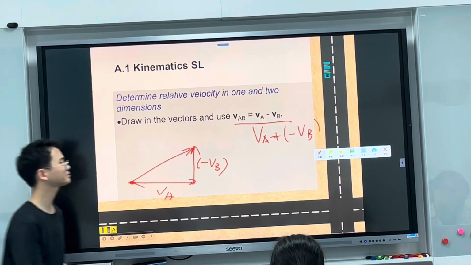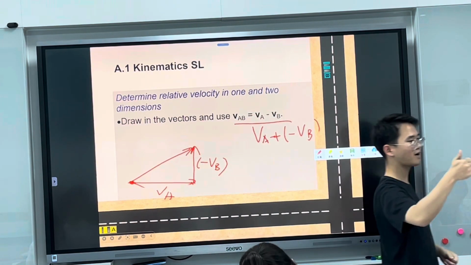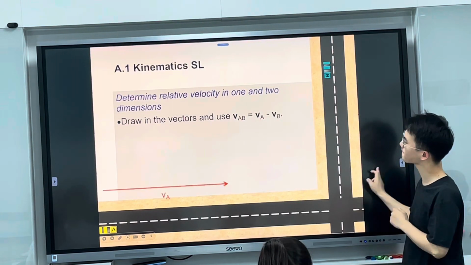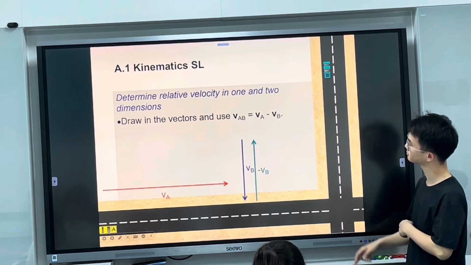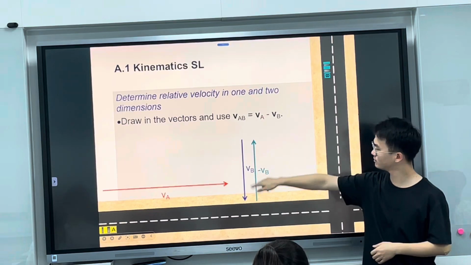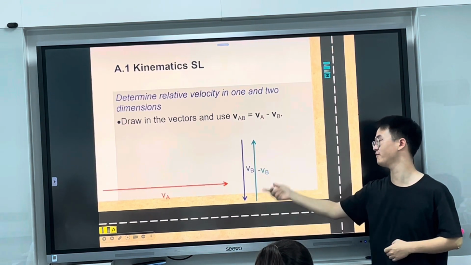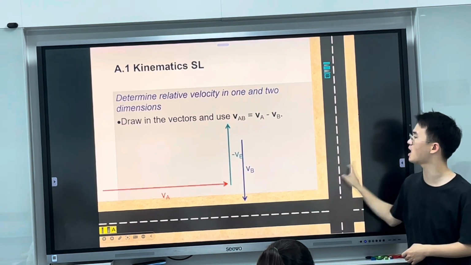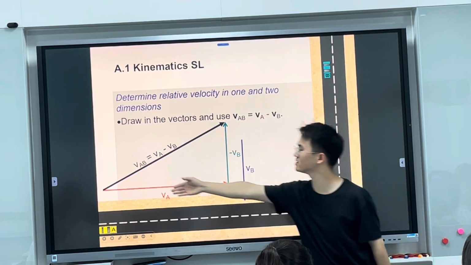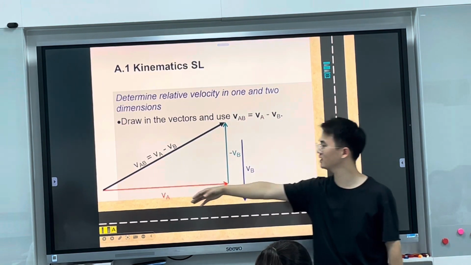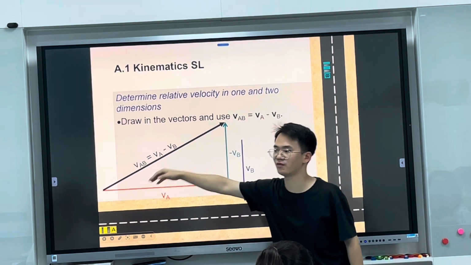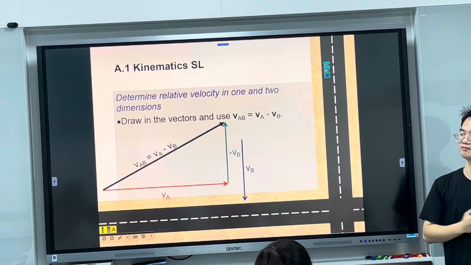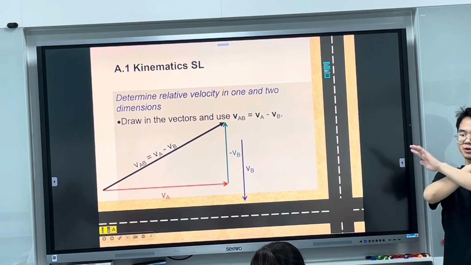Alright? So, you're on the right track, just a tiny detail. Okay, very good. See? VB, then we just inverse it using negative VB, 180 degrees. And then we use VA plus negative VB to get the relative velocity, the velocity of A relative to B. Okay, the velocity of A relative to B. Questions?